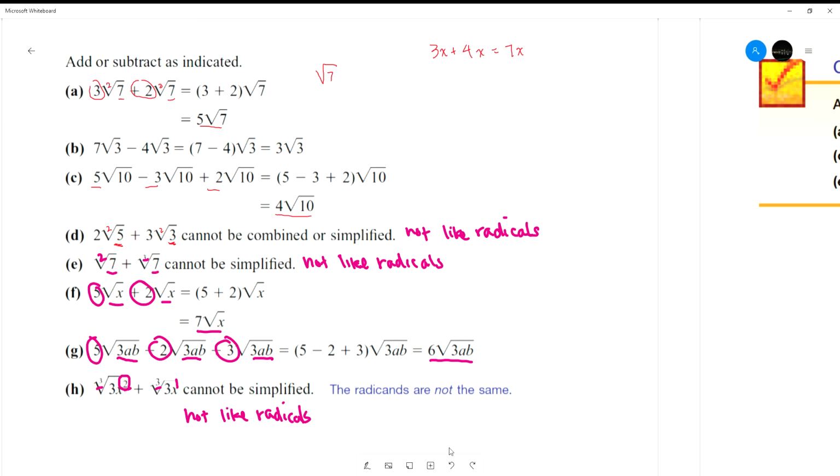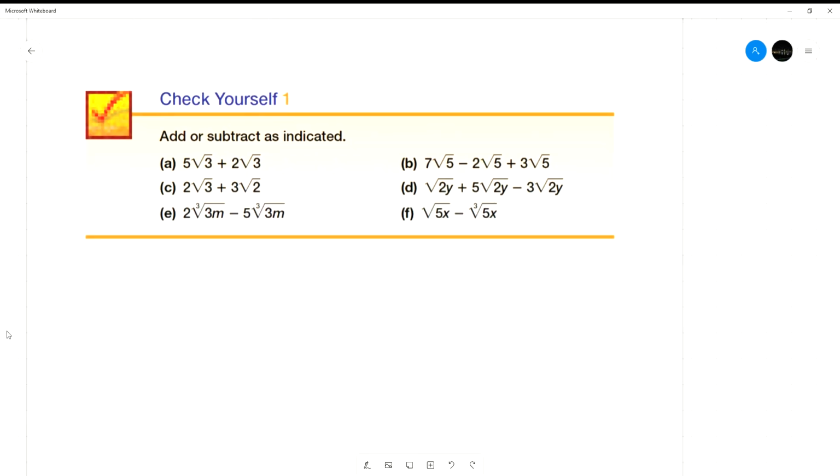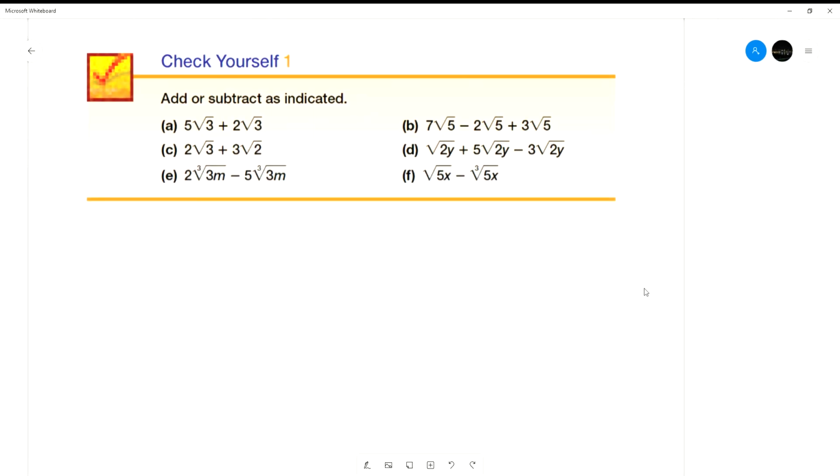Okay, let's move on to some practice problems here. So we have 5 root 3 plus 2 root 3. Now, the root 3's are the same, so we can add 5 plus 2 is equal to 7 root 3. Then we move on to B. We got root 5, root 5, root 5. These are like radicals. So I got 7 minus 2 is 5. 5 plus 3 is equal to 8 radical 5.